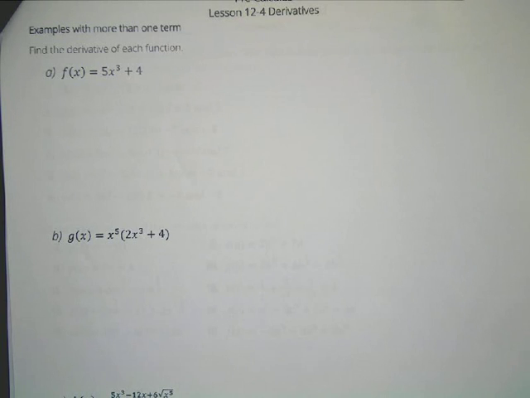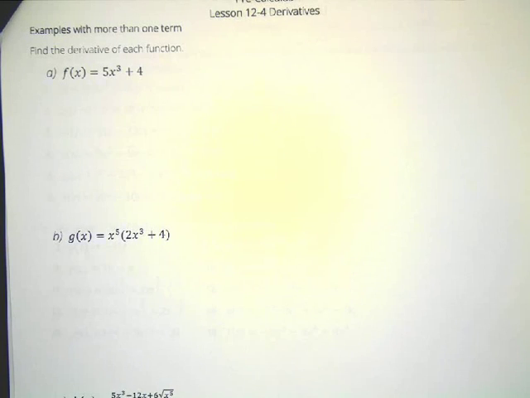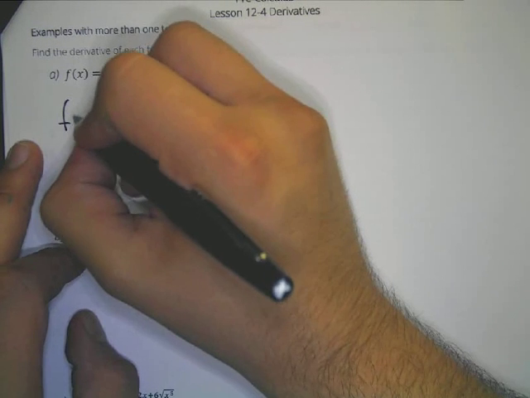So what you're going to do here is you're just going to treat each one separately. And that's kind of the nice thing about differentiation, is that there's no special rule if you're adding terms together. You can do differentiation on each term separately. So for instance, this one, you just do the derivative, right?